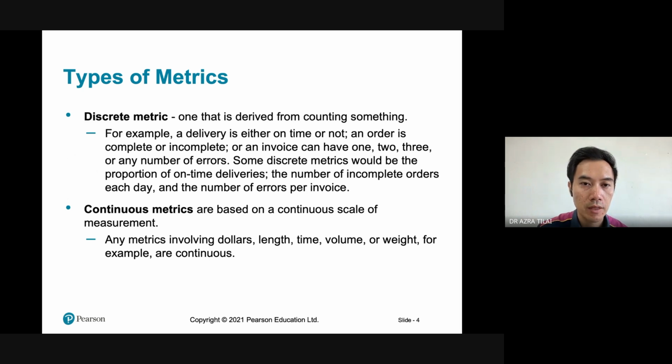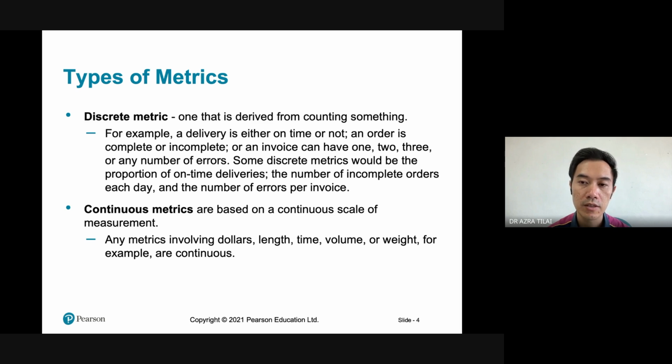For discrete metrics, for example, a delivery is either on time or not. An order is complete or incomplete, or an invoice can have one, two, three, or any number of errors. So some discrete metrics would be the proportion of on-time deliveries, the number of incomplete orders each day, and the number of errors per invoice.